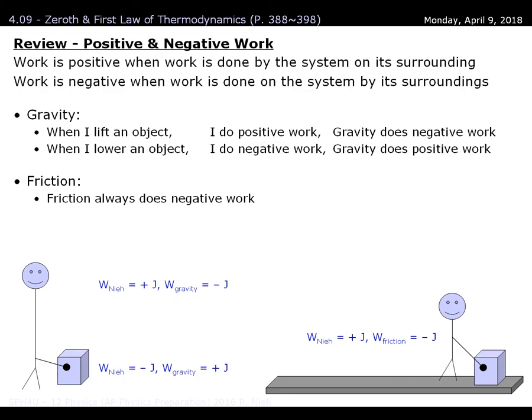As for the second definition, where work is negative when work is done onto the system by its surroundings, imagine this. Let's say we have a tennis ball on the ground filled up with air. Some big person comes by and steps on the tennis ball. Even though that big person is performing positive work, the gas inside the tennis ball is performing negative work.